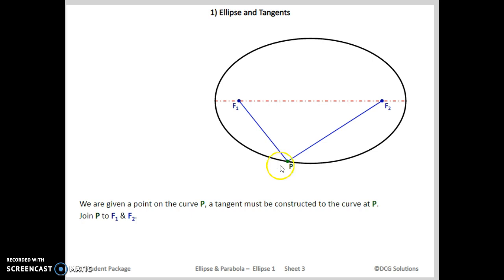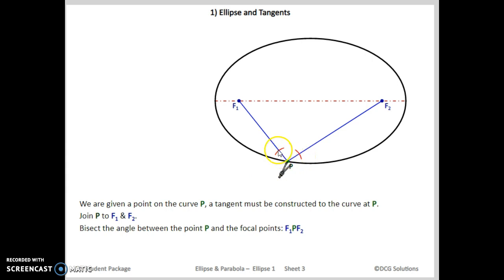The next step is we're going to bisect this angle. So F1, P, F2, let's bisect this angle. To bisect an angle, you're going to put your compass on P. You're going to draw an arc on both of these lines. The smaller you make it, the more difficult it is, but the bigger you make it, the more confusing it could be in a later question. So draw it a little, maybe 15 to 20 mil.